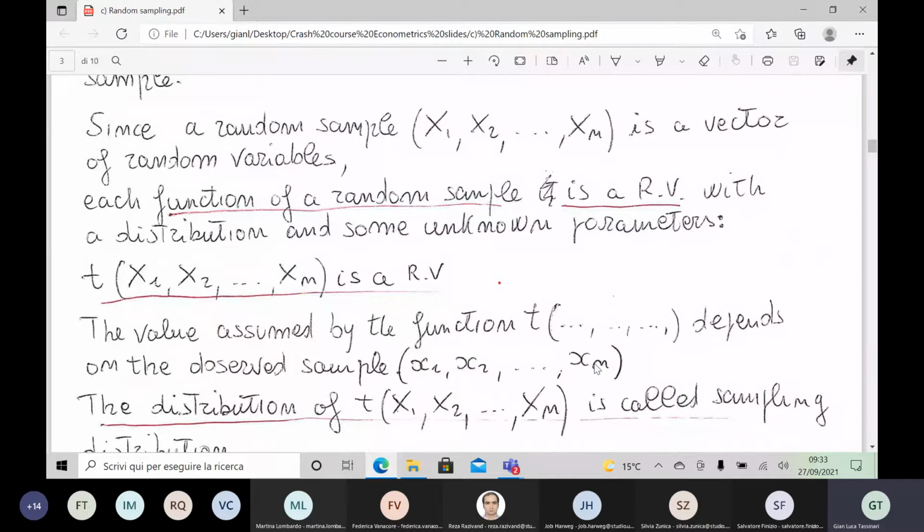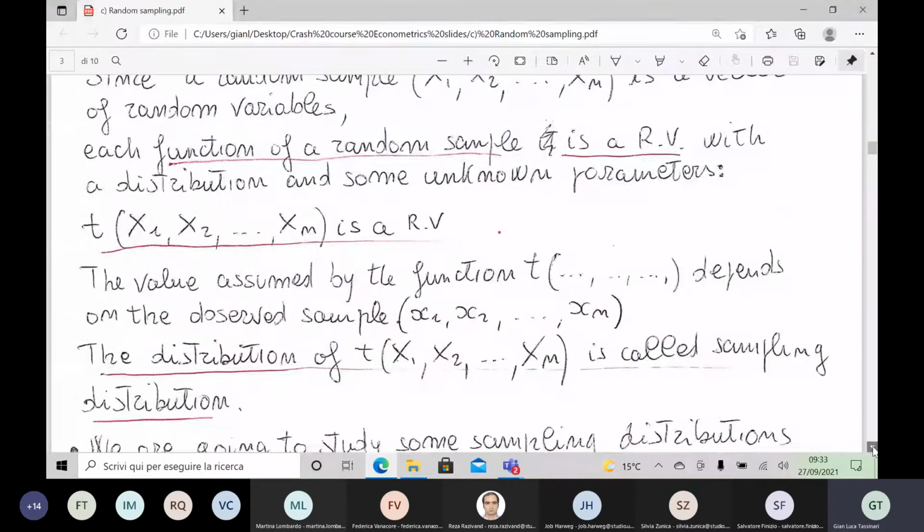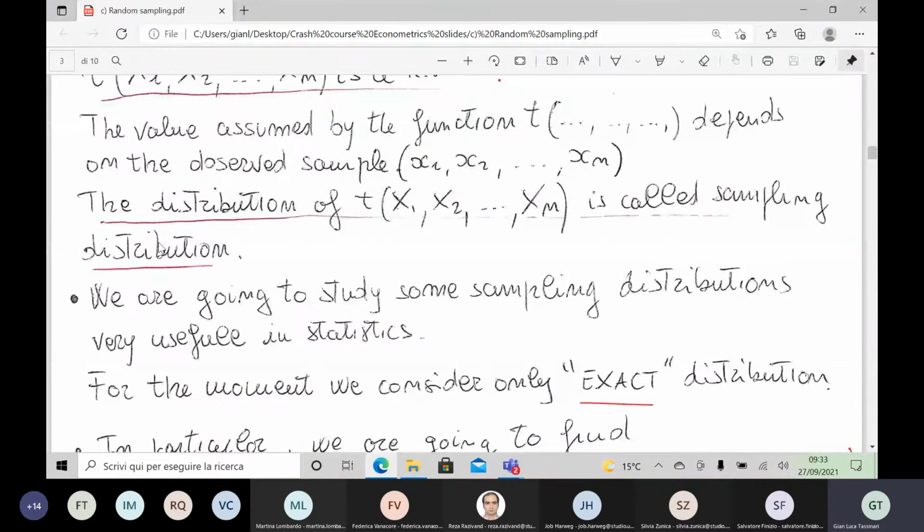So t, which is a function of a random sample, is a random variable itself because its value depends on the selected random sample, so on the observed one. So the distribution, guys, then we will show the example in a moment because I need to introduce them. Here I'm simply talking in general. The distribution of this random variable is called sampling distribution.